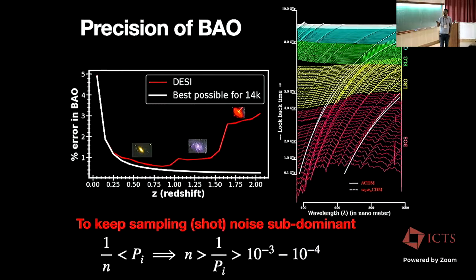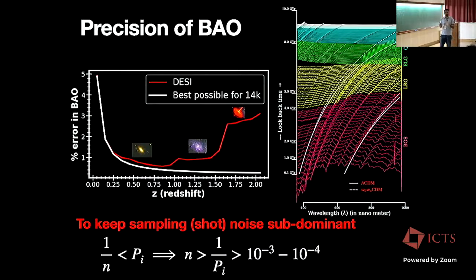So your error degrades. And then when you go to quasars, they are very rare, very sparse. They have a number density of 10 to the minus 5, which is an order of magnitude smaller than the number density I'm targeting, and so your error blows up even further. So this is what we expect the BAO error to look like after all the optimization we have done, if we can measure 40 million spectra of these things.